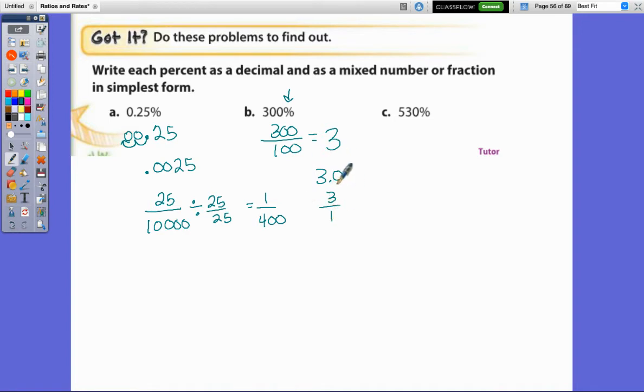These are all correct. Okay, what I would like is for you to try this one. I will check this in class when I walk around tomorrow.